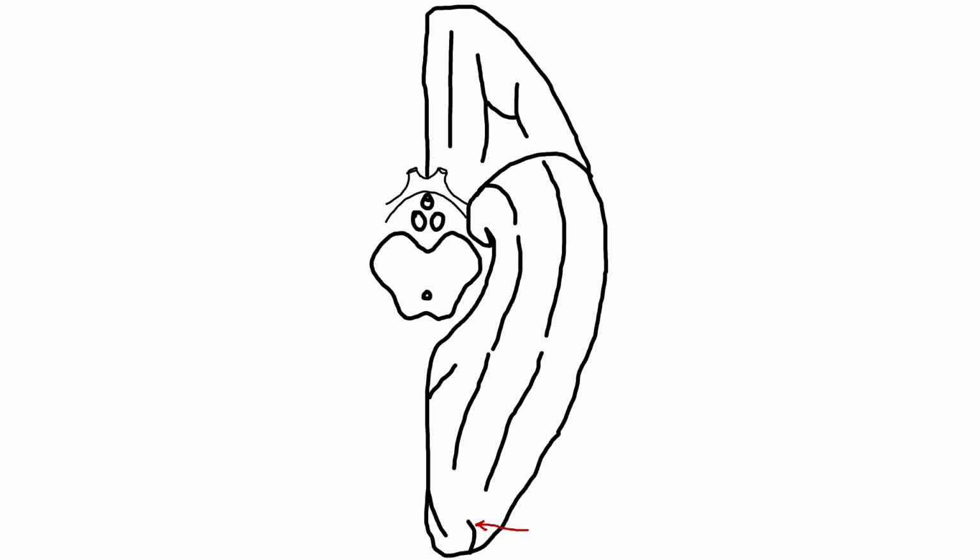So this was in general regarding the sulci and gyri on the various surfaces of the cerebral hemisphere.